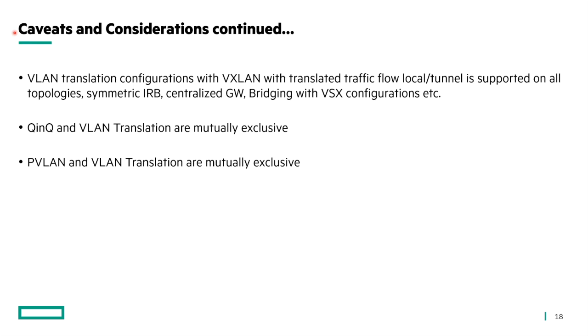Continuing on, caveats and considerations. VLAN translation configurations with VXLAN and the translated traffic flows, local tunnels, are all supported on all topologies: symmetric IRB, centralized gateways, bridging with VXLAN configurations, etc. This is all supported apart from the highlighted caveats. QinQ and VLAN translation are mutually exclusive, along with PVLAN and VLAN translation, that is also mutually exclusive as features.